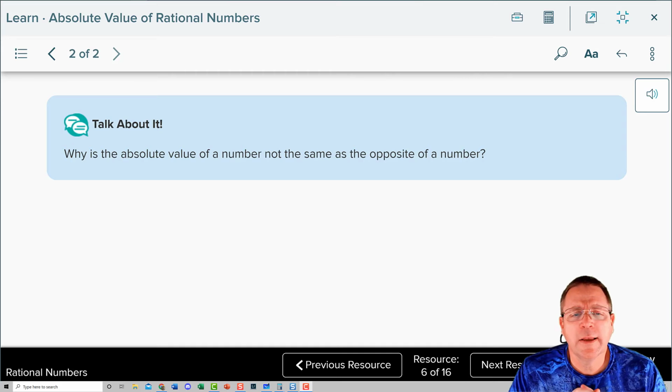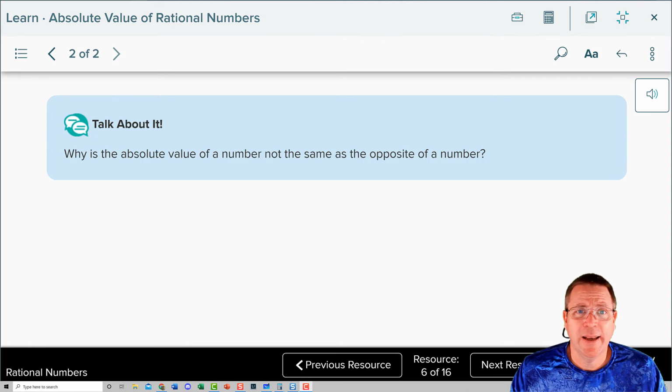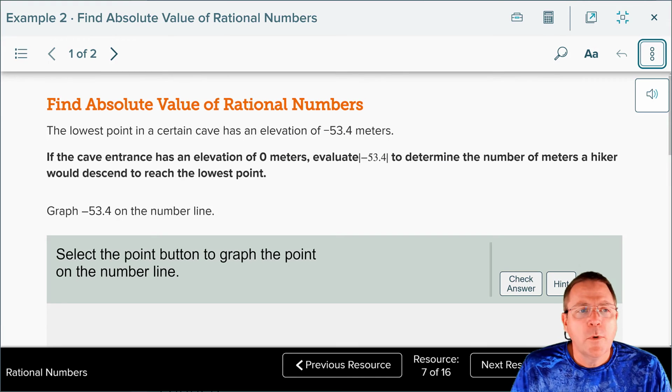This is a pretty good talk about it here. It says, why is the absolute value of a number not the same as the opposite? Well, the opposite of 2 is what? Negative 2. And can negative 2 ever be a positive number? So then the absolute value of an answer is always going to be the positive version of that number. So nope, definitely not going to work. Now they want us to find the absolute value of rational numbers.